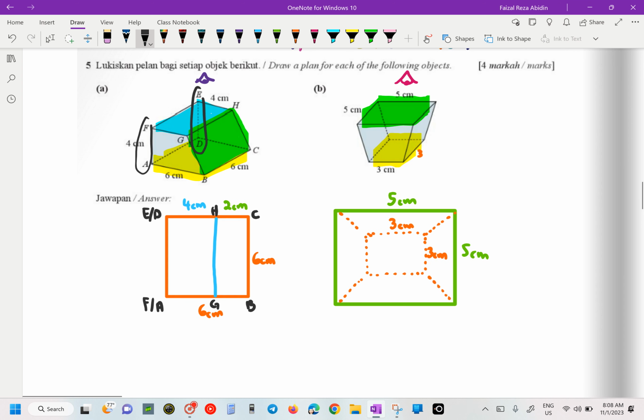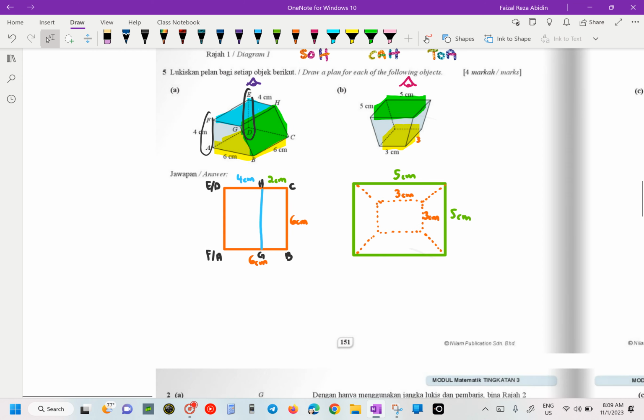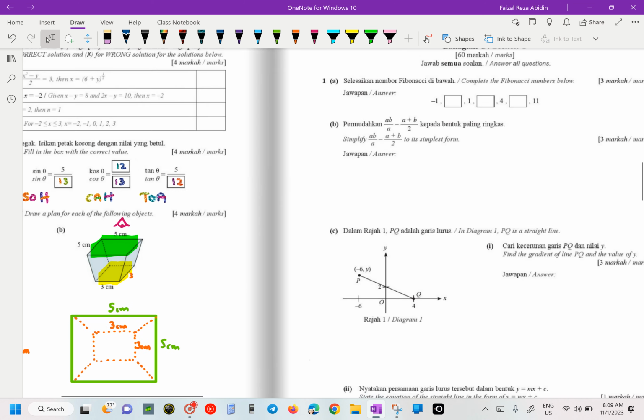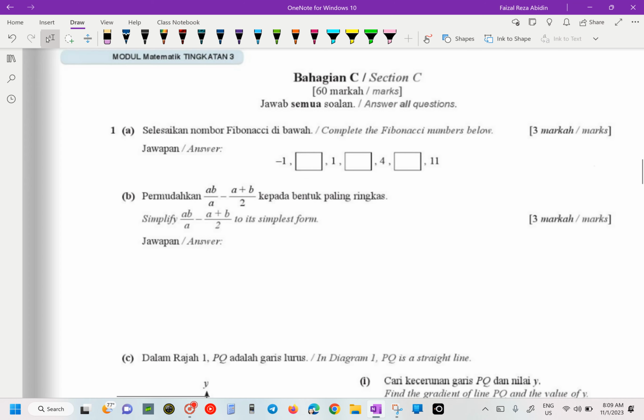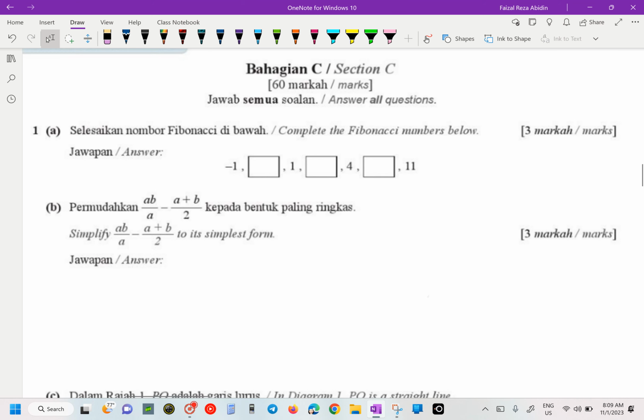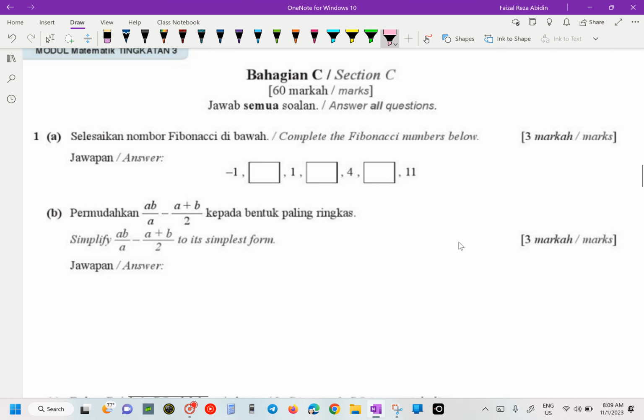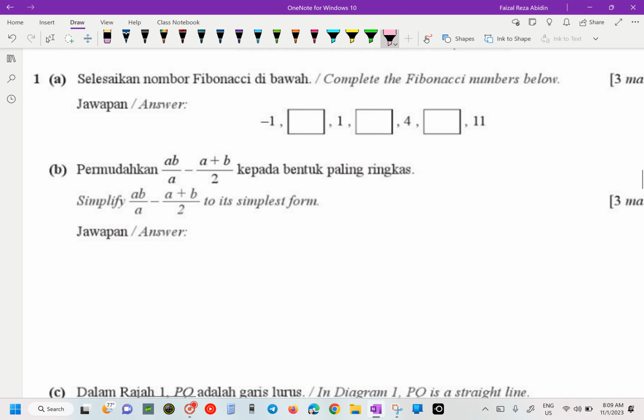So straight to our section C. If you look here, it's going to be 60 marks. You are going to try to do this one. Complete the Fibonacci numbers below. Fibonacci, how? Negative 1, no answer. 1, no answer. 4, no answer. 11.